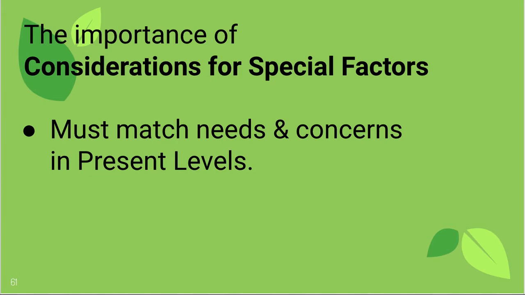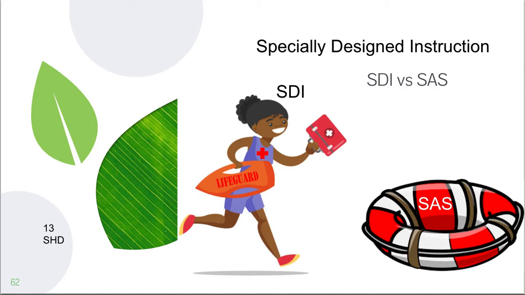I want to stress that when we go on from goals to our special factors, these still also must match the needs and concerns in the present level. So hopefully what you're seeing here is that everything we do goes back to those present levels every single time. So then when we've got all those goals and we've got our special factors, then we start looking at our specially designed instruction. And we've got a section where we talk about specially designed instruction and SAS. Okay, so we've got these other things, these aids and supports, aids and supports for the services.